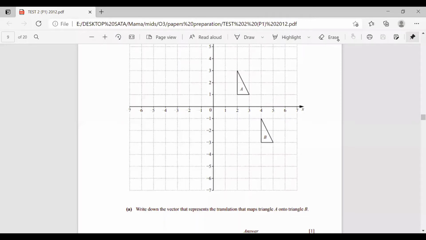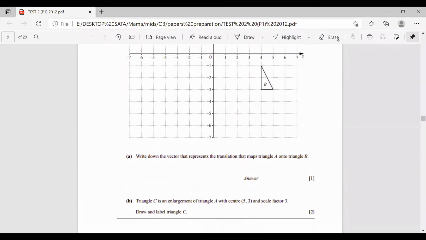Part B says, just read the question first. Triangle C is an enlargement. That means triangle C is not provided in this question. What you have to do, just simply draw. You have to draw triangle C as an enlargement of triangle A.